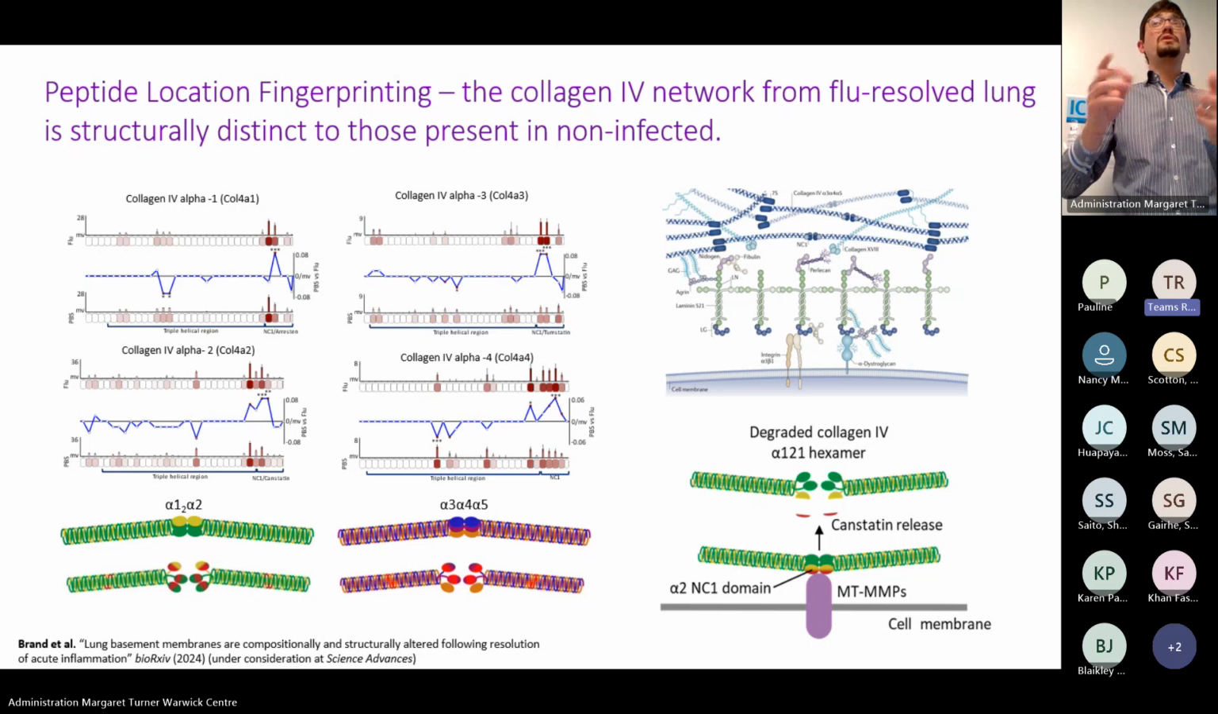So for collagen 4 alpha 1, it's arresten. For 2, it's canstatin, then tumstatin, tetrastatin. They all do different things. And we're seeing an event that could be cleavage in post-flu versus control, which we think might have implications for the effective repair of the basement membrane, which doesn't seem to be occurring even 21 weeks after infection.